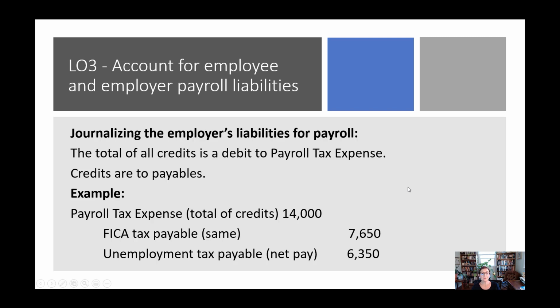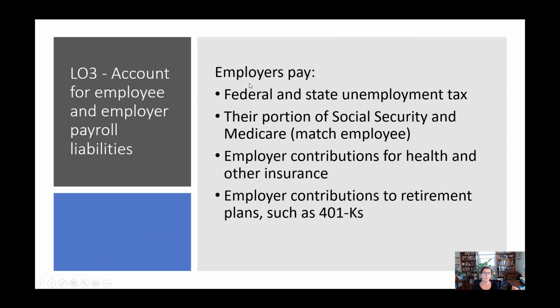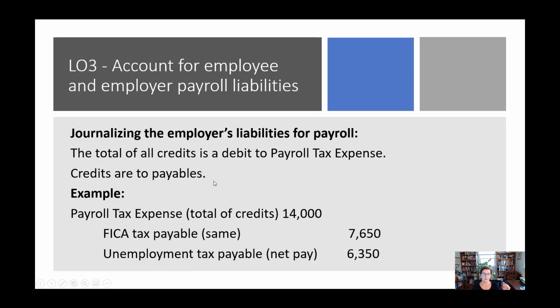And your credits are to the payables that the company has. So in this case, FICA tax, remember I said it's a match. So the company has to pay the FICA tax. The company is paying unemployment taxes. And then add those two up and you have a debit of $14,000, which is your debit to payroll tax expense. So this is the company's expense. So these things that the employer pays, the company pays, are considered an expense.